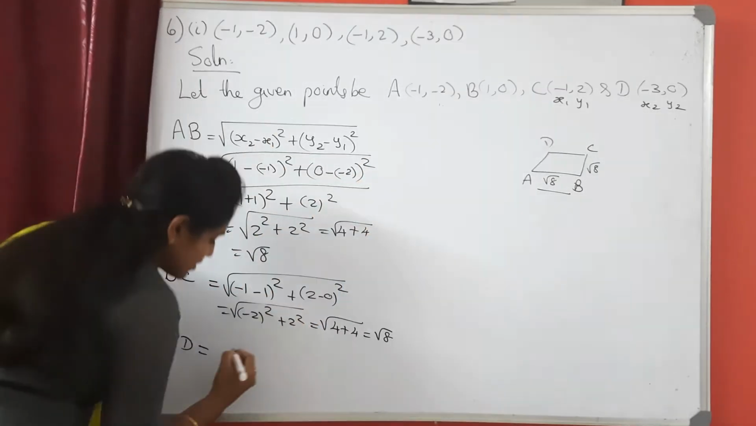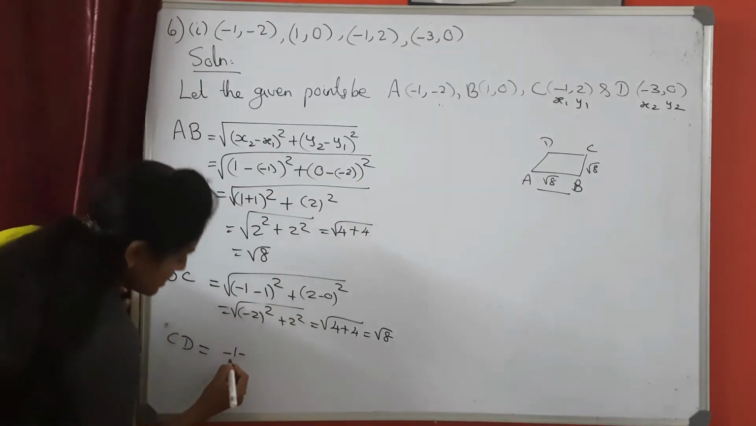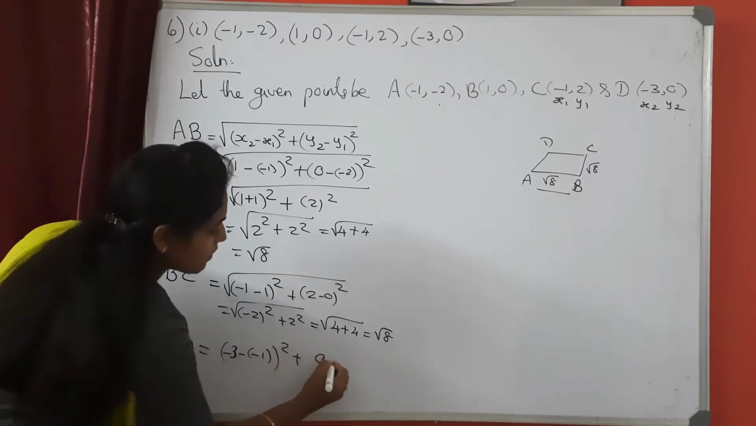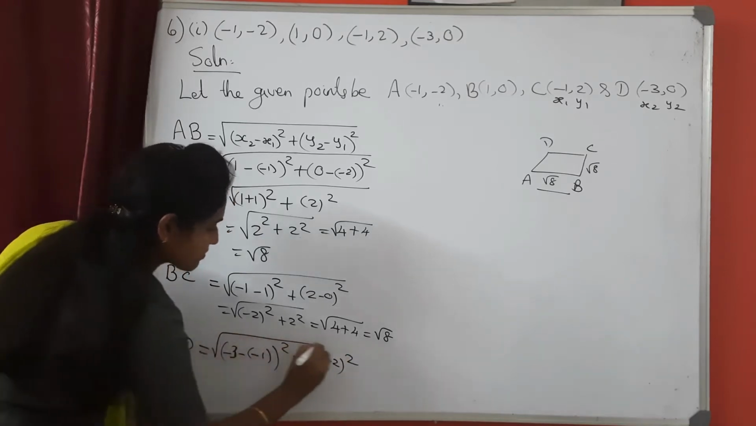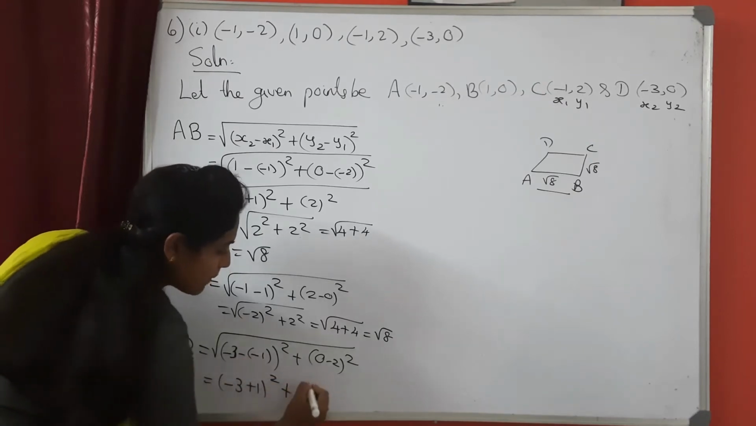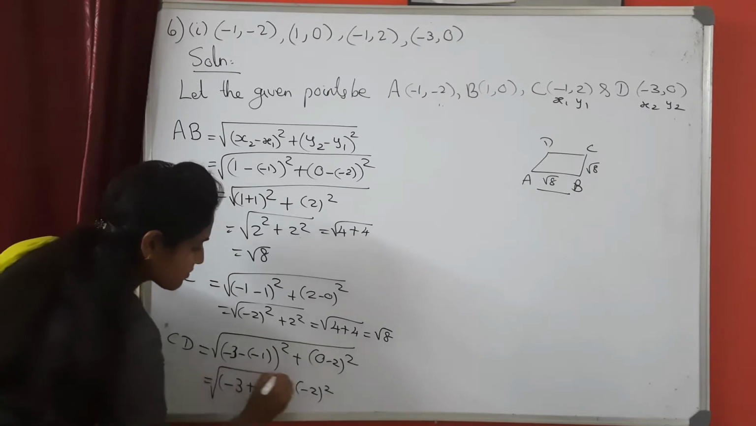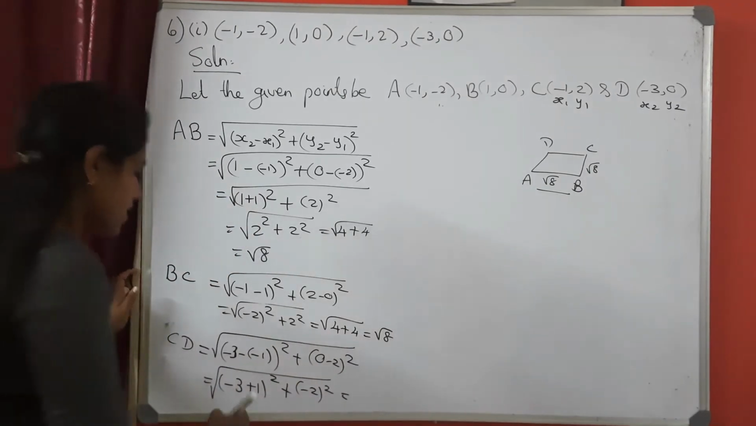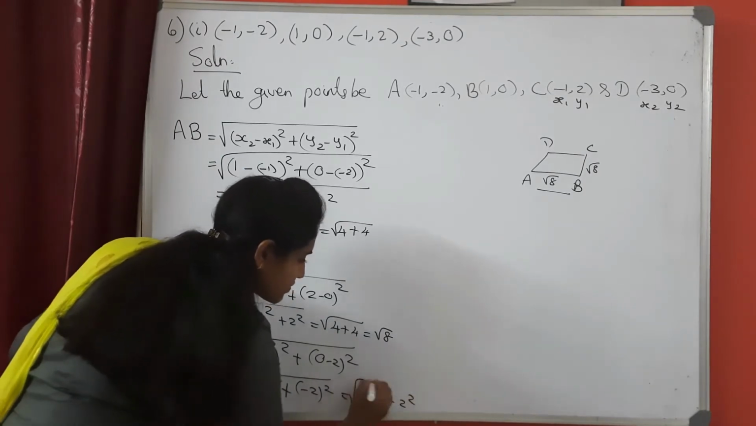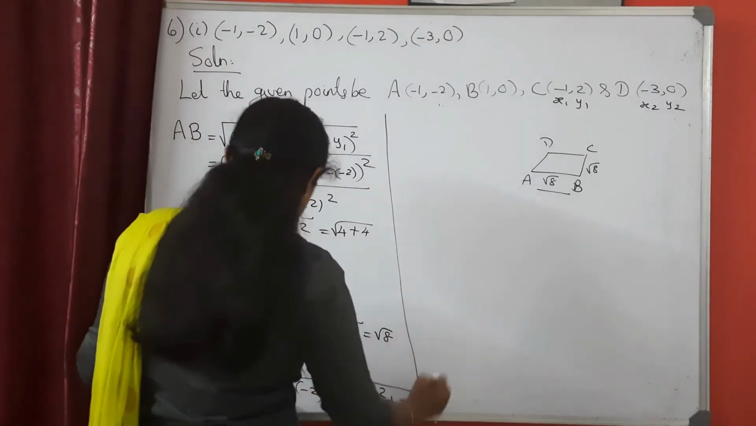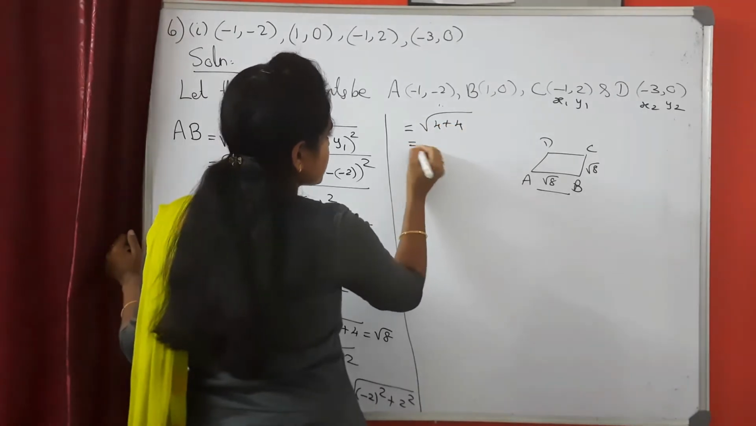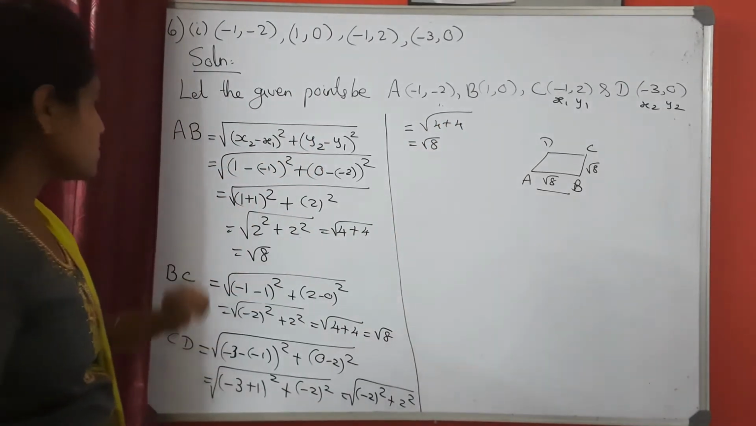So root of (-3 minus (-1)) the whole square plus (0 minus 2) the whole square, which is equal to root of (-3 plus 1) square plus (-2) square, which is equal to (-2) square plus 2 square, which is root of 4 plus 4, equal to root 8. So we got CD also root 8.